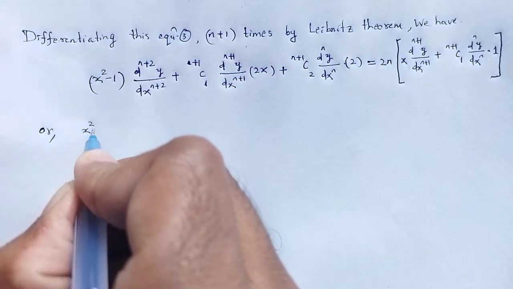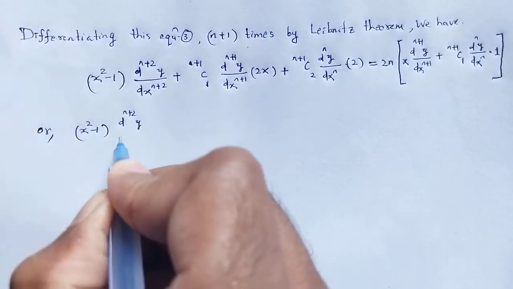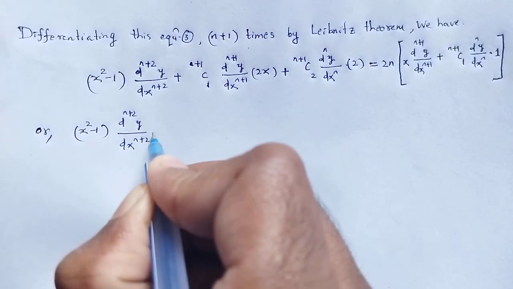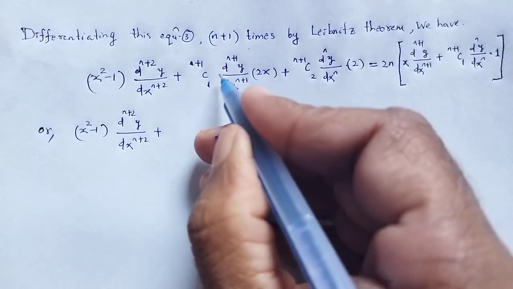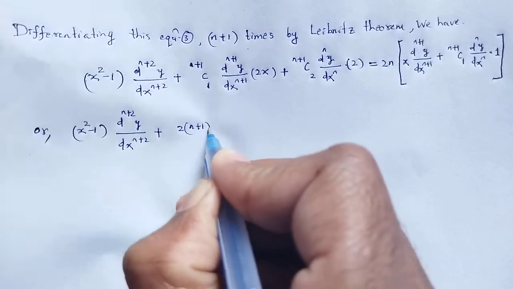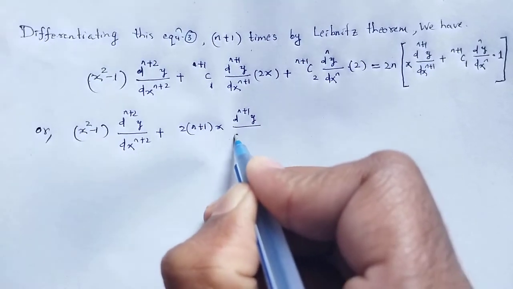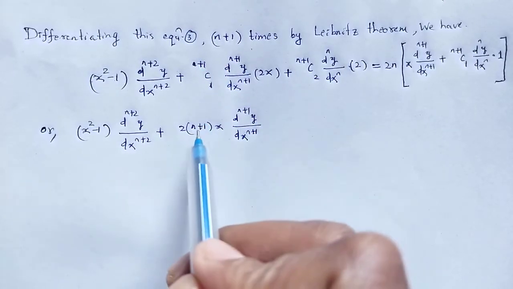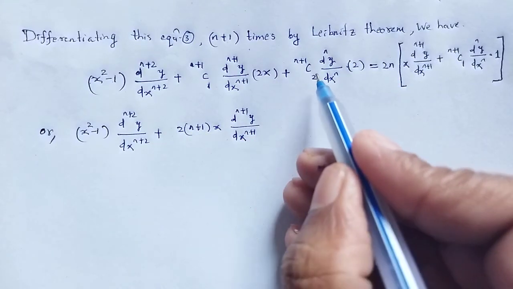That is (x² − 1) dⁿ⁺²y/dxⁿ⁺² plus (n+1)C1, that is, and 2 multiplied here, that is 2n+1 times x dⁿ⁺¹y/dxⁿ⁺¹ plus... the value of (n+1)C1, that is n+1. We use the combination rule here.